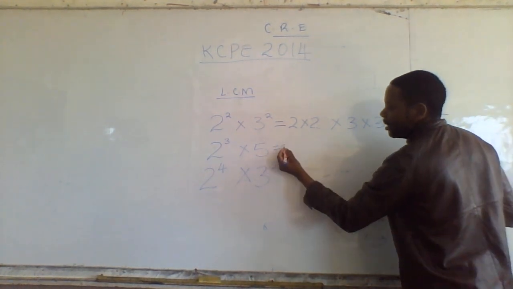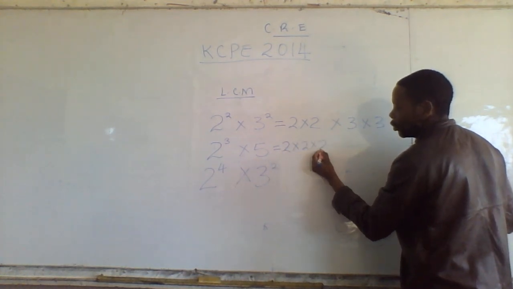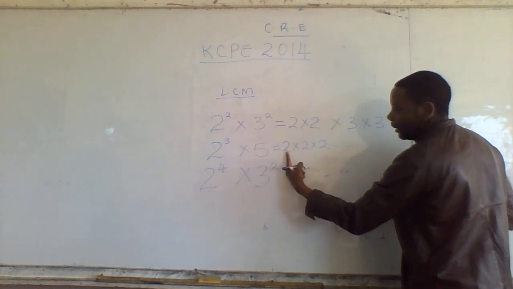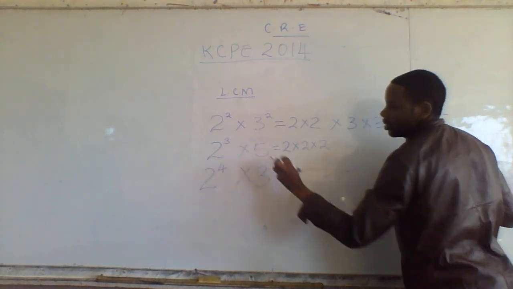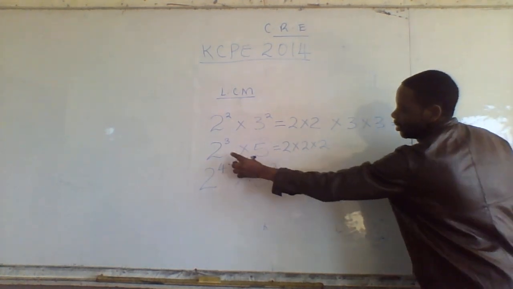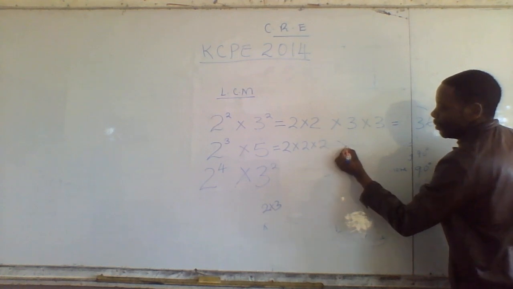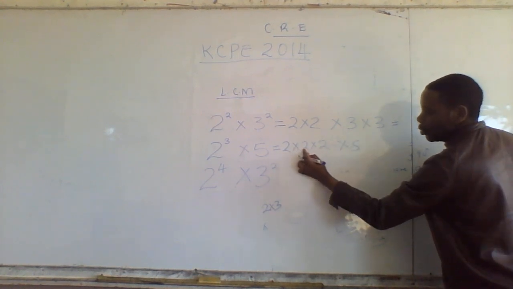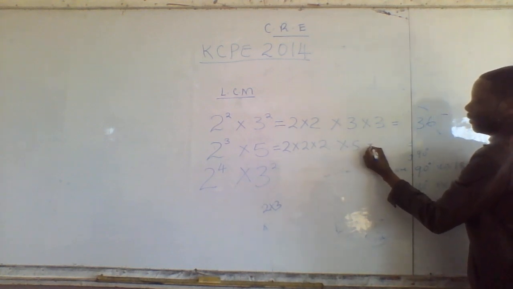2 power 3 means what? 2 times 2 times 2. Three times. Not 2 times 3. Don't confuse. Then we multiply by 5. 2 times 2 is 4, times 2 is 8, times 5 is 40.